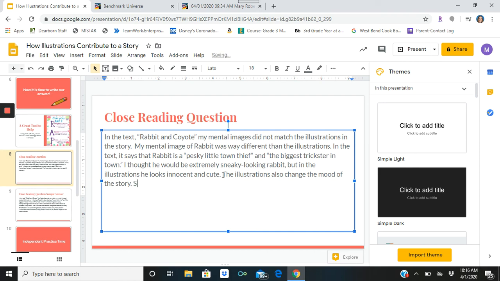So I'm going to state, since Rabbit is always tricking Coyote, the text reminded me of a silly cartoon, right? We talked about how it reminded Miss Ruby of those Looney Tunes or the cartoons where the farmer would be chasing the rabbit and the rabbit would probably do something silly. So I'm explaining the mood, how it's changed.